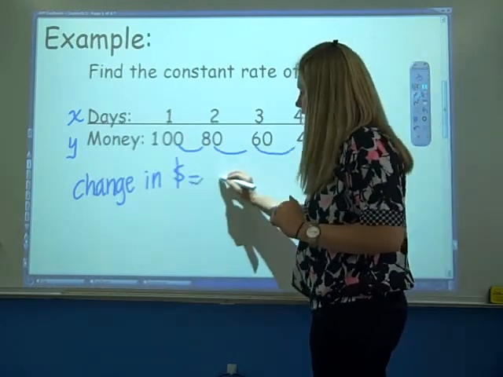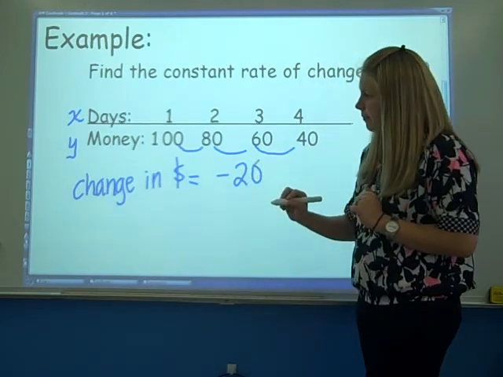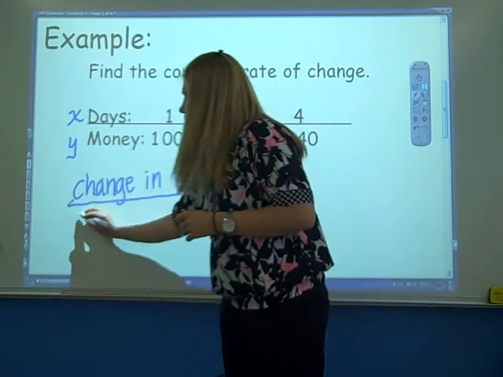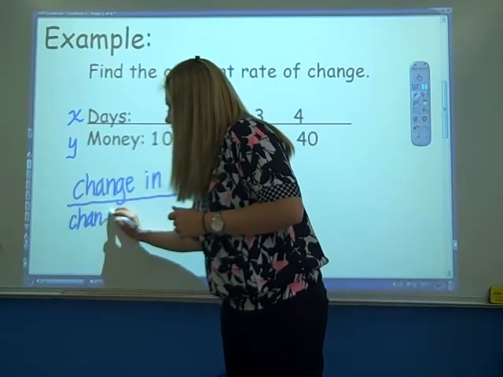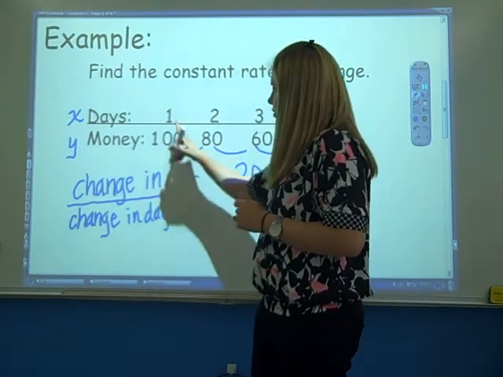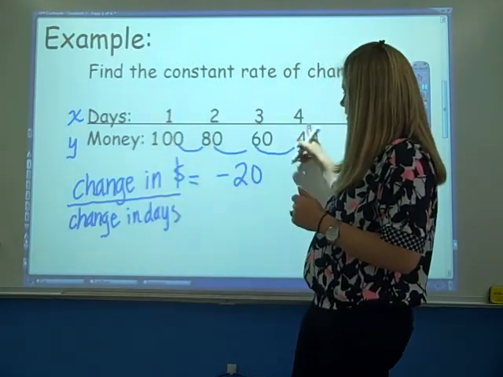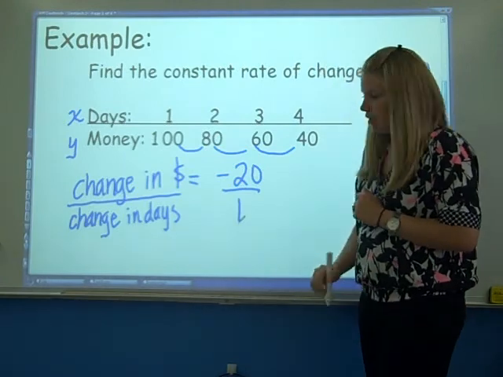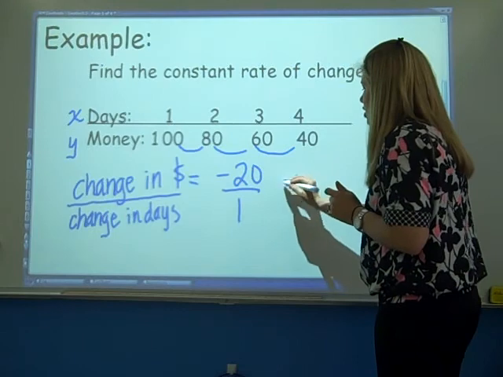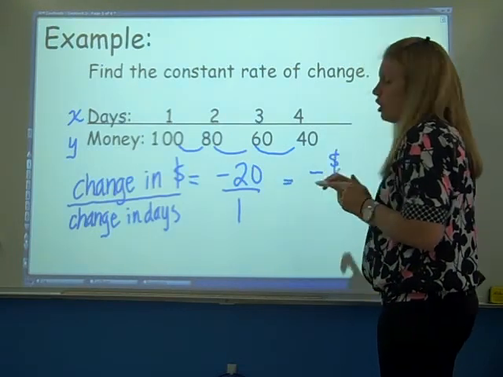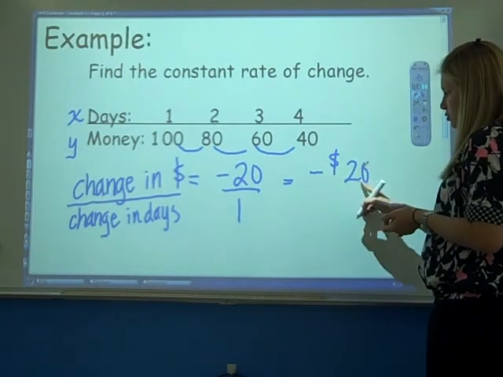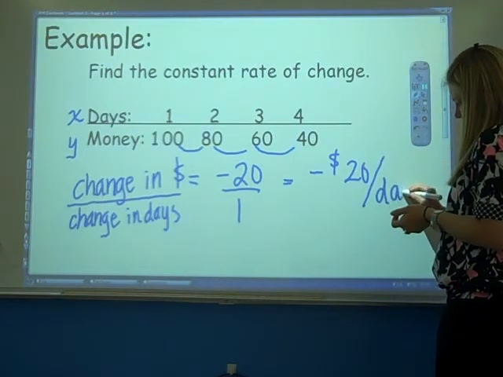So the change in money is take away 20, negative 20, over the change in your x. This time it would be change in the days. We're going from 1 to 2, so we're adding 1 here, over 1. When you simplify this, in this case, it just becomes negative 20. This means negative 20, or a loss of $20 each day.